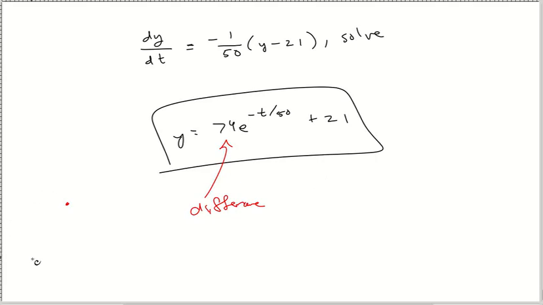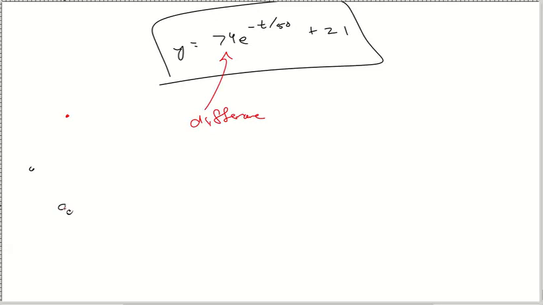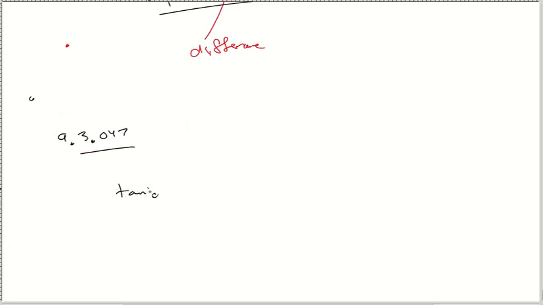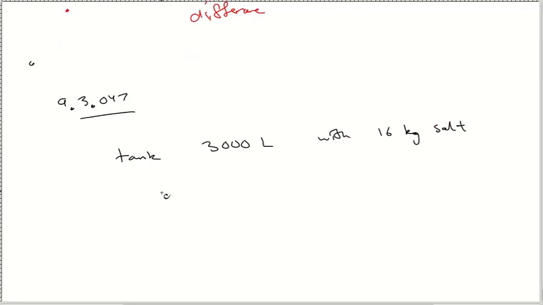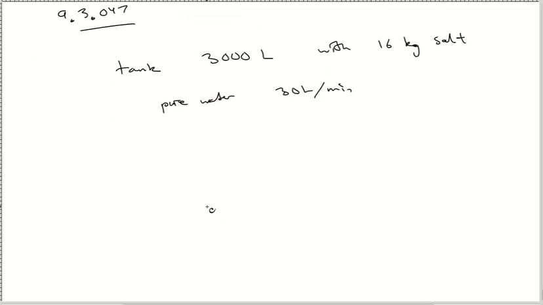Last question. 93047. So we have a tank of water. I think it's water. 3,000 liters full. And it has with it 16 kilograms of salt. So it's salt water. Pure water is dumped in at 30 liters per minute. And it says how much salt is in there after 30 minutes.